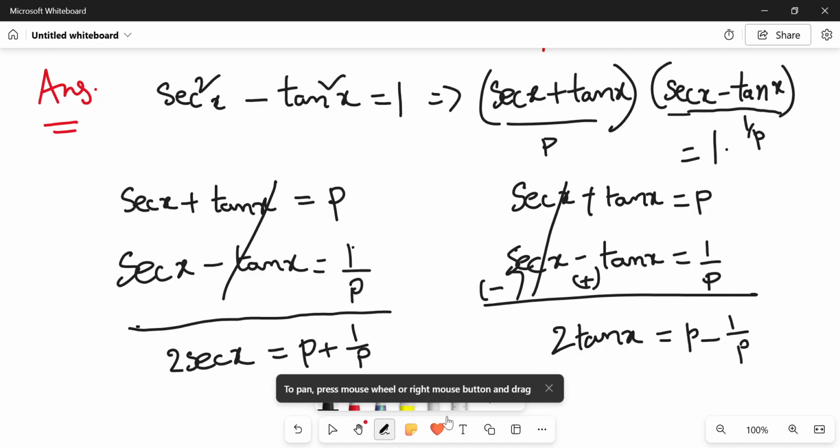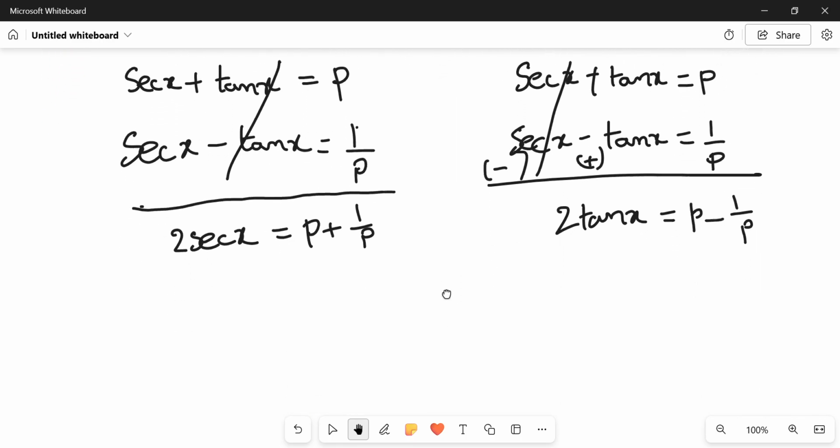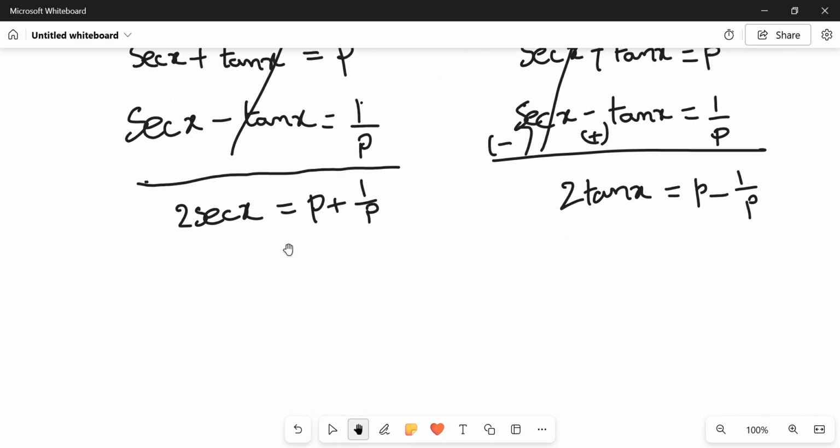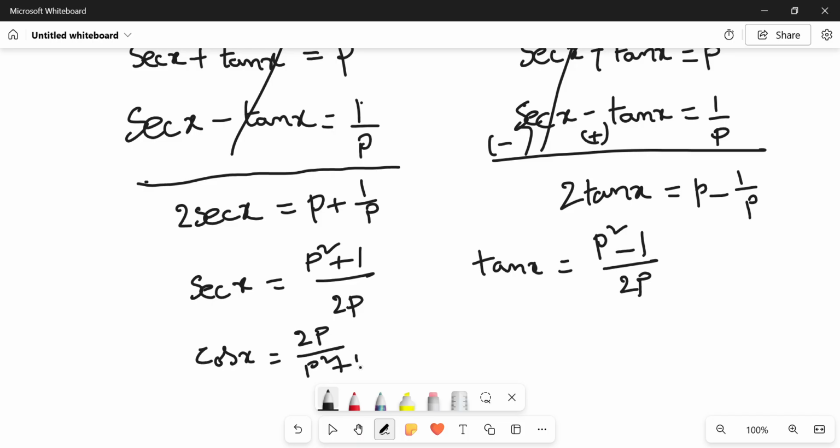And now I want to find the sin x from this. So it is pretty simple. Using this I can find the value of secant x. Secant x has become (p square plus 1) divided by 2p. And similarly I can get the value of tan x as (p square minus 1) divided by 2p. So from this I can make out the value of cos x. Cos x is reciprocal of secant x, so that is 2p by (p square plus 1).